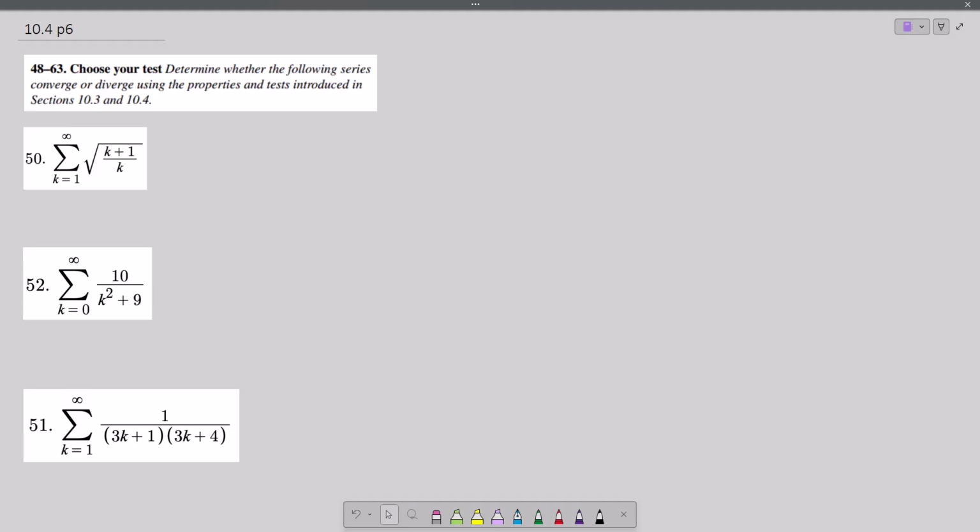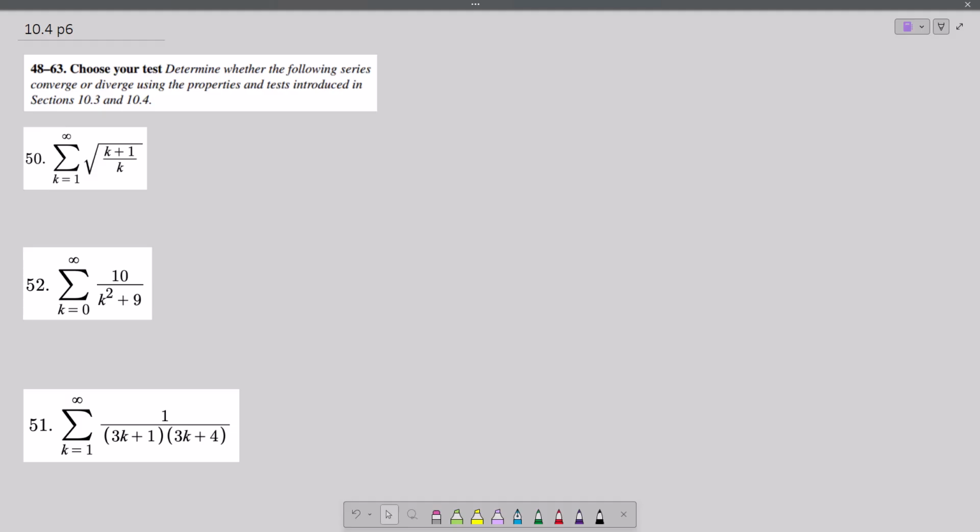The first test, though, unless it's obviously geometric or telescoping, the first thing we always say is divergence test. So we take the limit of a sub k. What's the limit of a sub k here? It's 1.